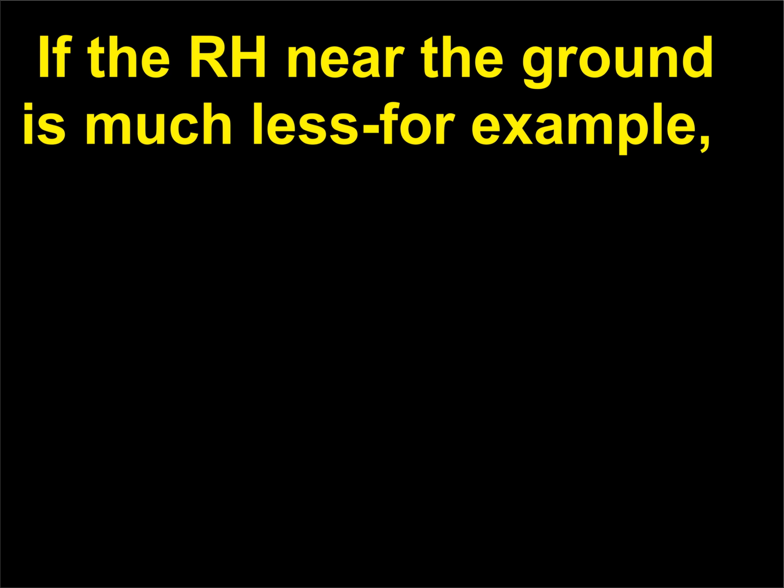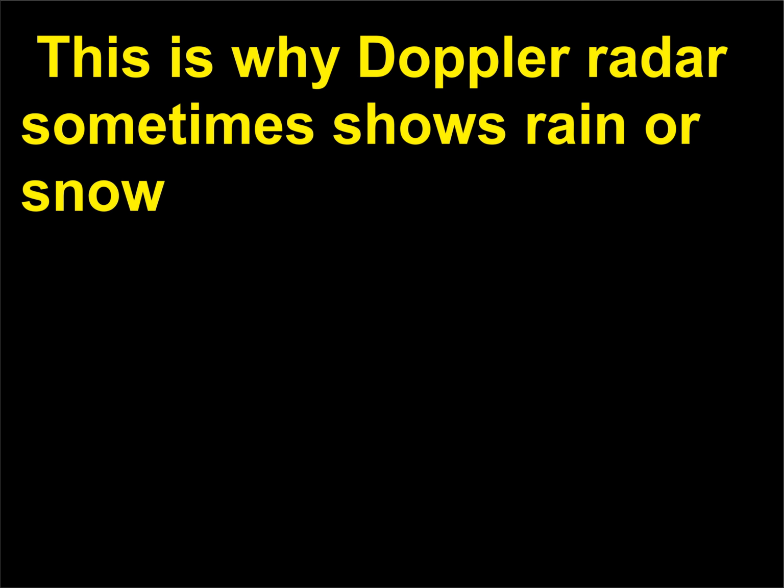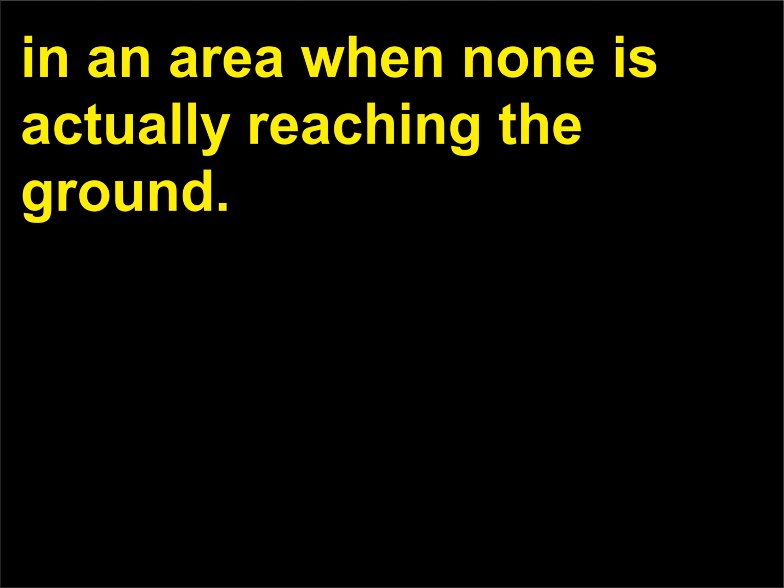If the RH near the ground is much less, for example, if a relatively dry air mass is in place, there will be no rain at the surface. This is why Doppler radar sometimes shows rain or snow in an area when none is actually reaching the ground.